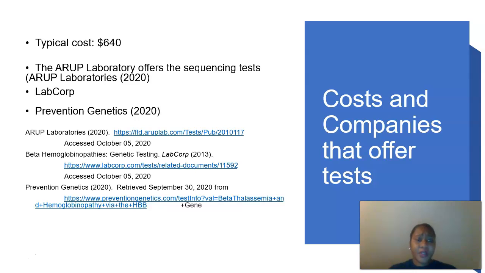But what is the typical cost for genetic testing? Normally it runs around $640, which is a pretty high number. There are a few companies that offer this kind of testing. You have the ARUP laboratory, good for sequencing tests, and then you have LabCorp and then Prevention Genetics.